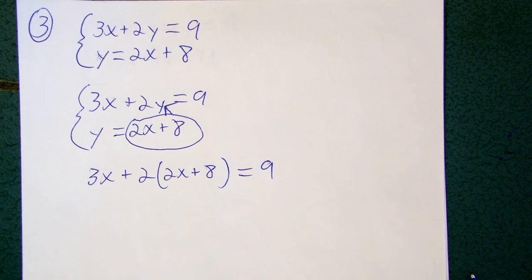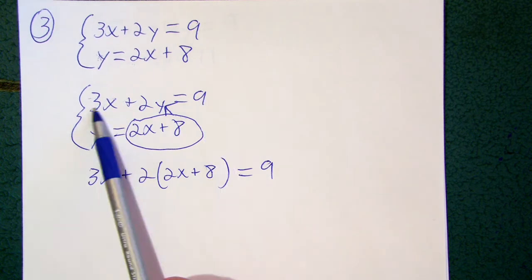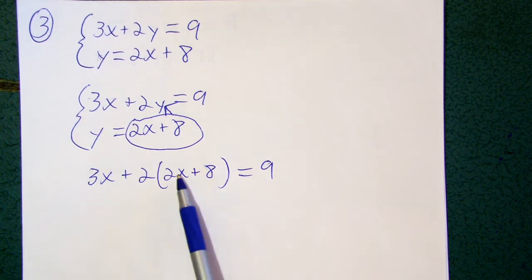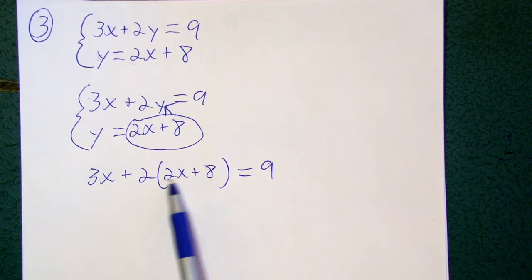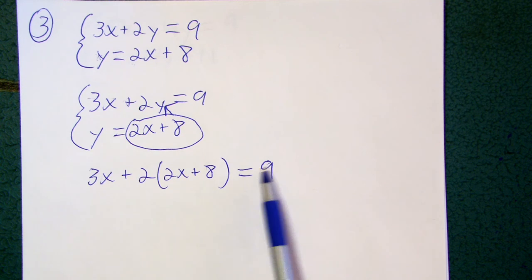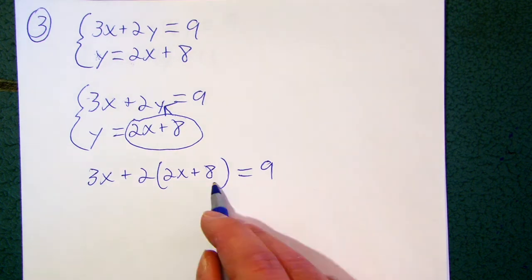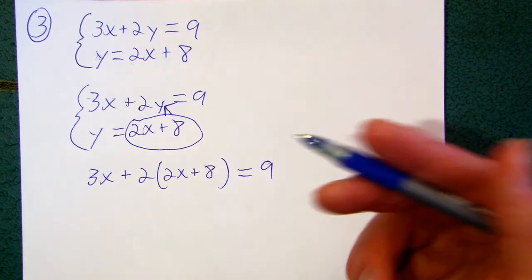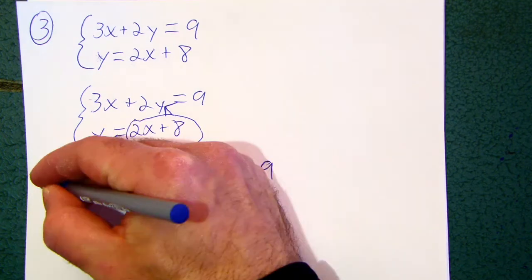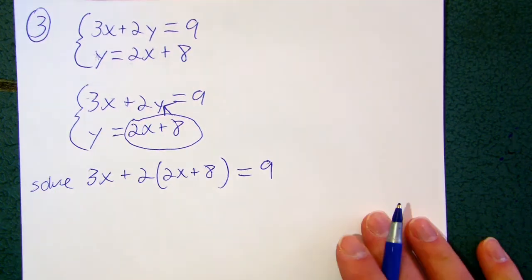So again, first equation, unchanged. I just replaced y with 2x plus 8. Everything else stayed the same, the 3x equals 9, all that good stuff. So now we got just a regular equation here. We got x's, solve for x.